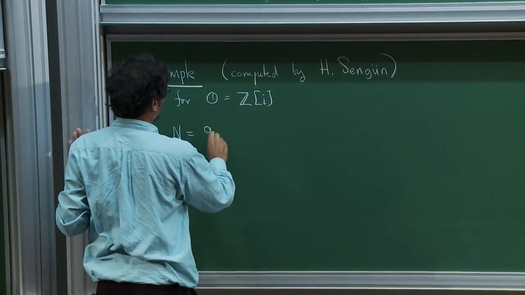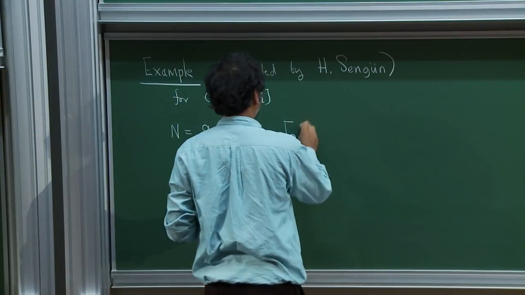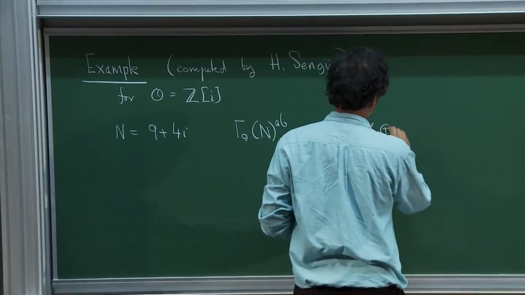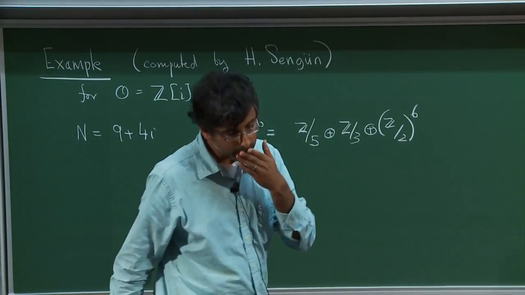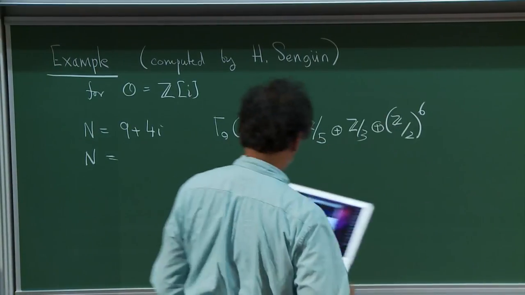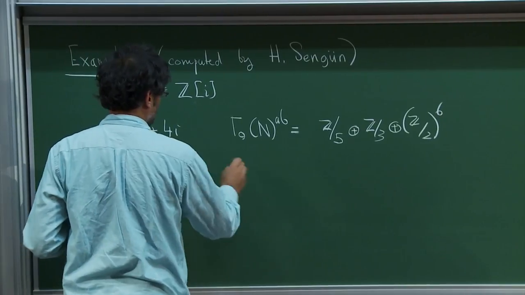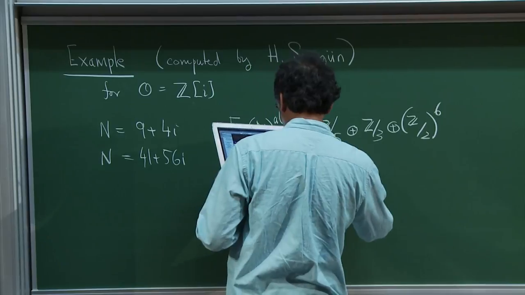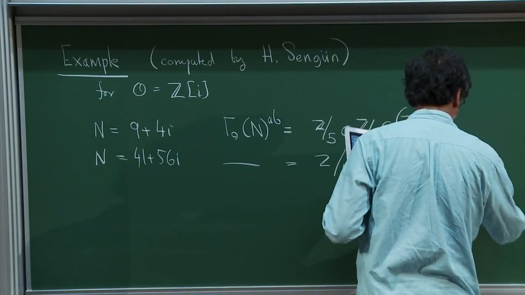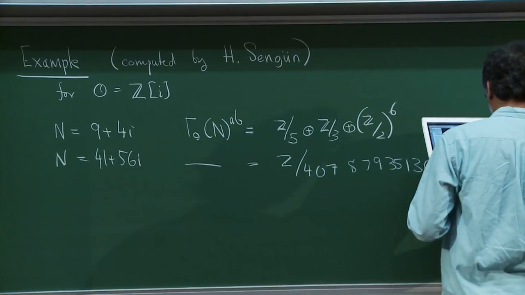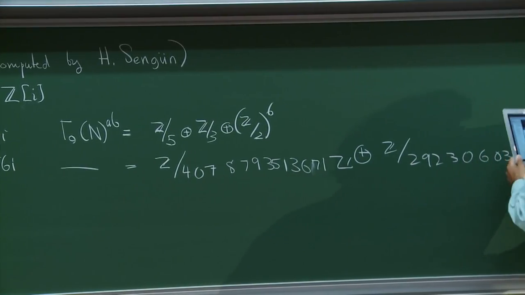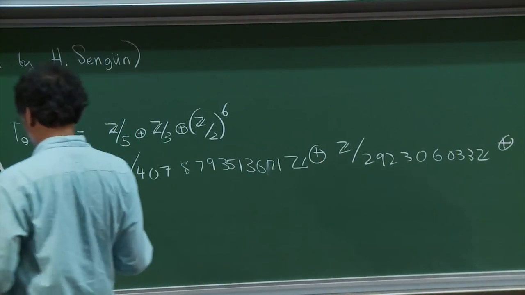Okay, so here we go. For n is 9 plus 4i, this abelianization is z mod 5 plus z mod 3 plus z mod 2 to the 6. Okay. For n is 41, here it's z mod 4078793513671 z plus z mod 29230603 z plus z mod 220. Okay. Let's stop there. It goes on actually.